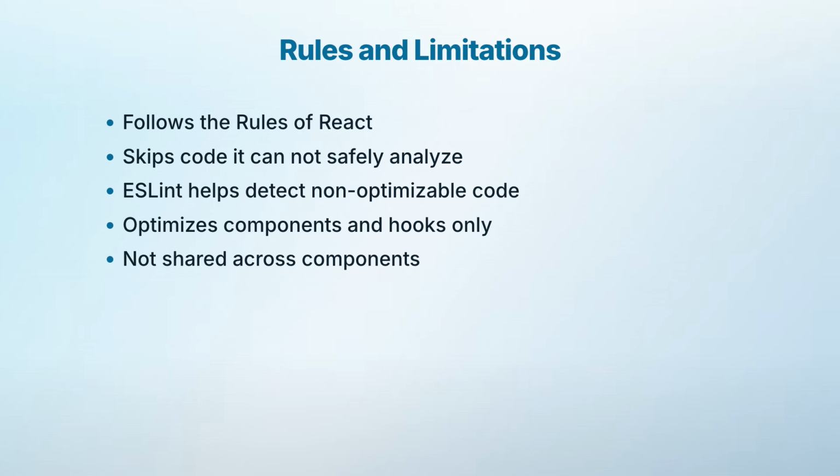If the compiler encounters code that may break these rules, or code it can't safely analyze, it simply skips optimizing it. It won't risk changing your app's behavior. React compiler also comes with an ESLint rule that helps detect code that can be optimized. If the ESLint rule reports an error, that specific component or hook won't be optimized. That's safe, the rest of your app can still benefit from the compiler. Let's quickly look at a couple of examples.